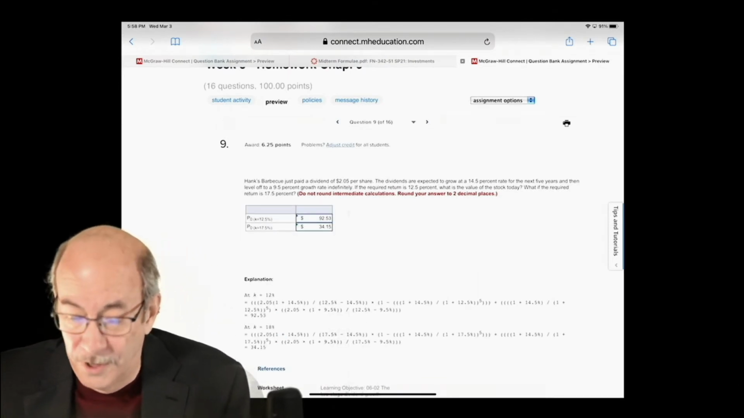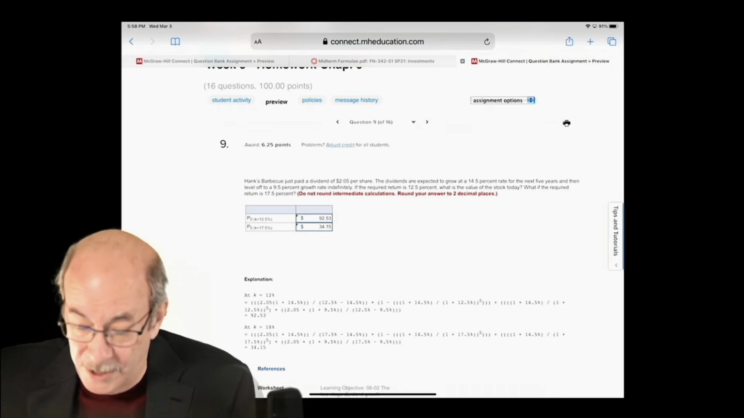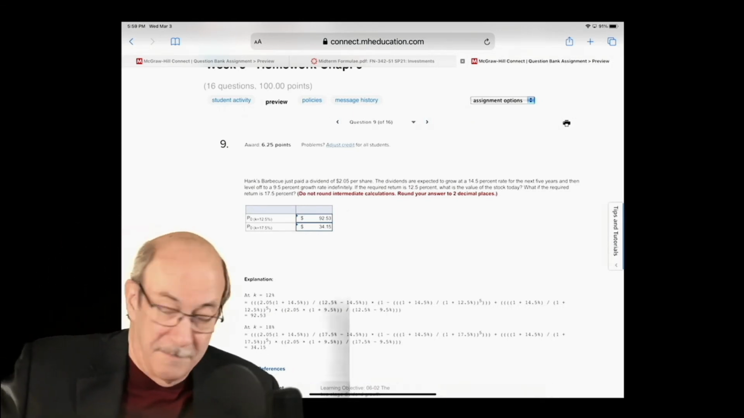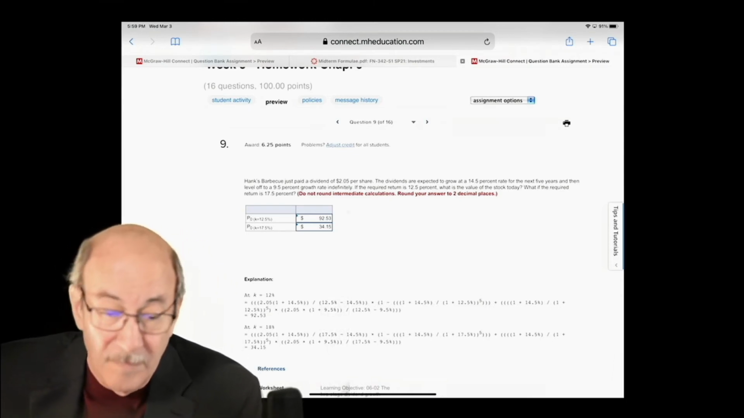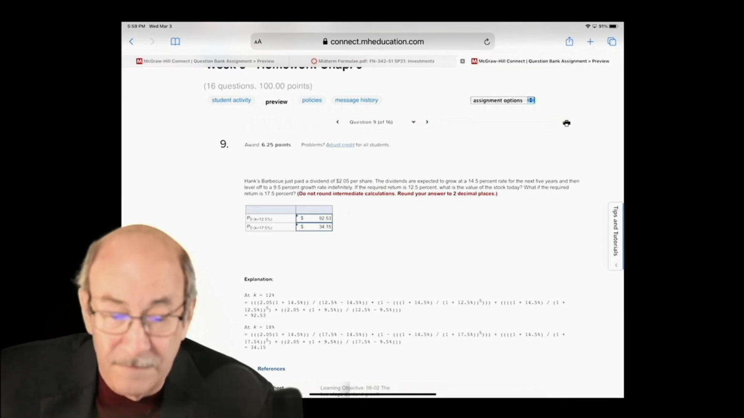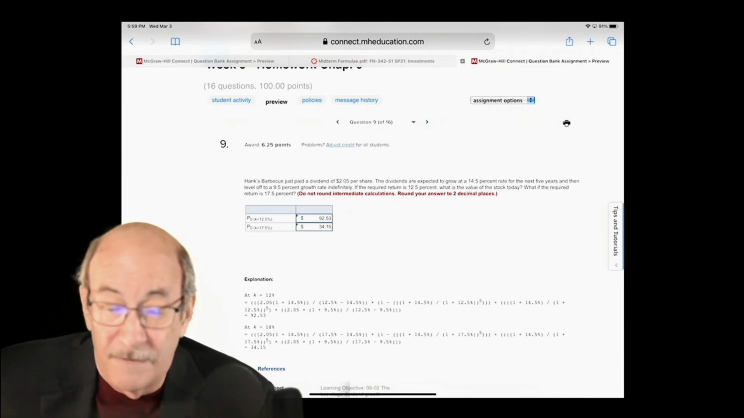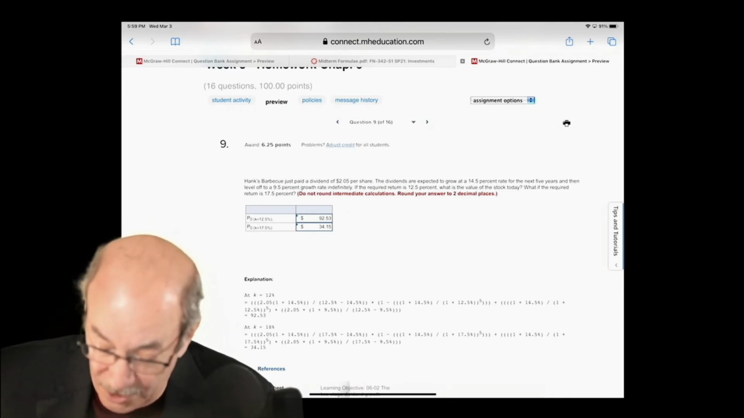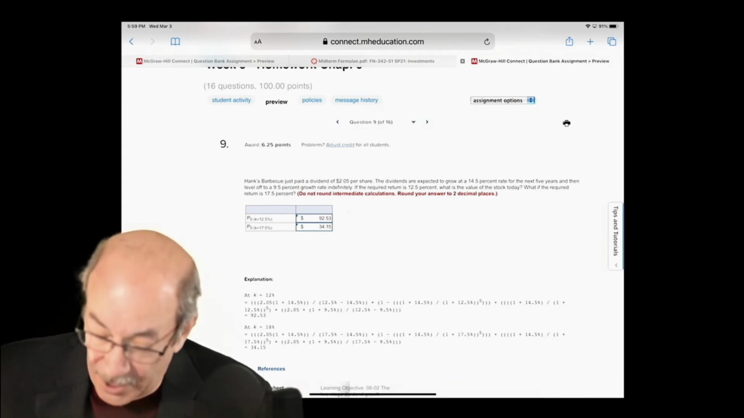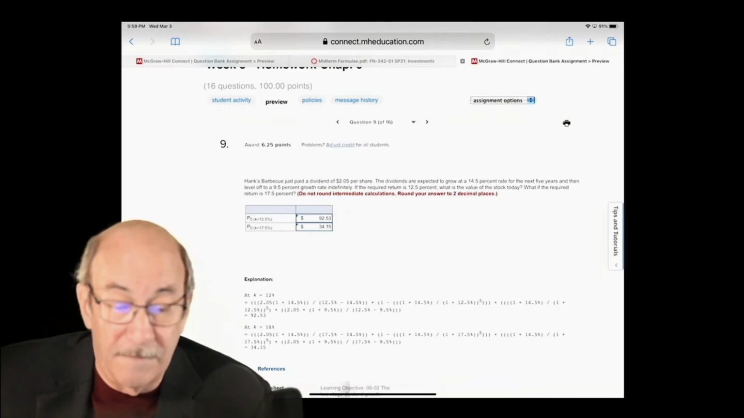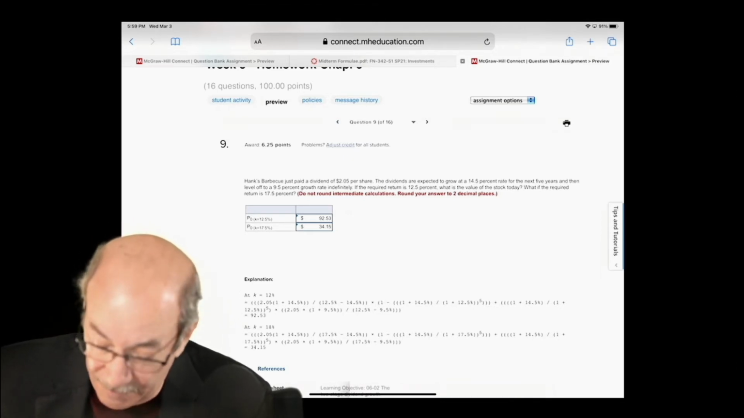Okay, so here we've got Hank's Barbecue. Let me jot down a few of these values. Hank's Barbecue just paid a dividend of $2.05. Dividends are expected to grow at 14.5% for the next 5 years, and then level off to 9.5% indefinitely.